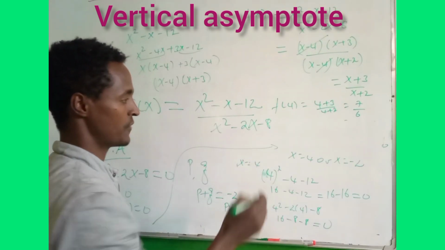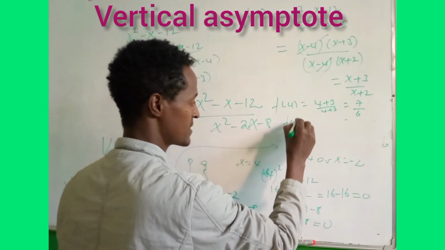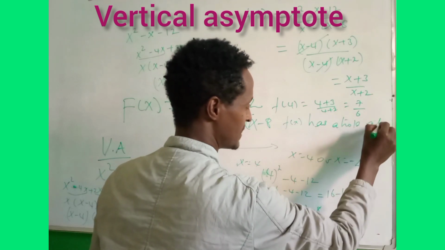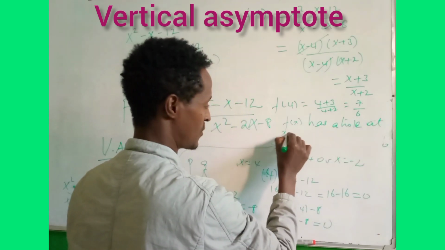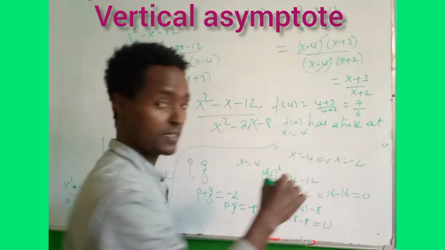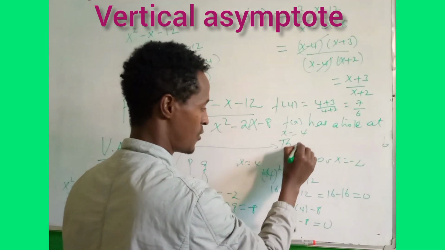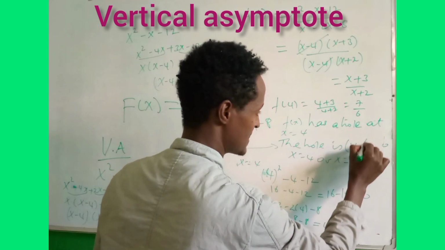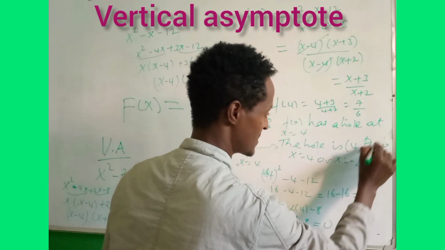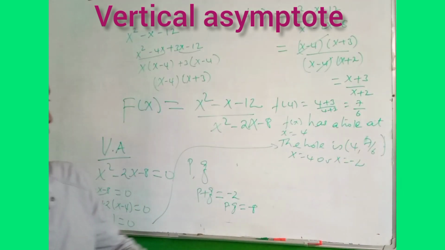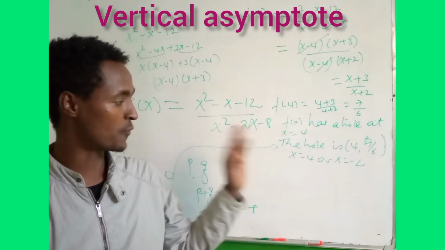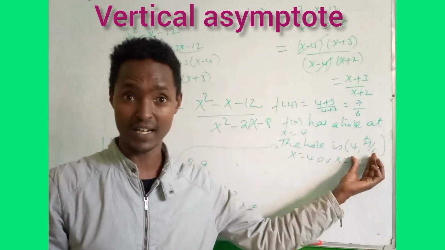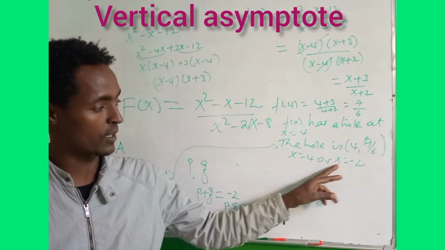Therefore, the function f of x has a hole at x is equal to 4, and the hole is at the point 4 comma 7 over 6. We have completed that. Therefore, at x is equal to 4 the function has a hole. So what remains is just checking for x is equal to minus 2.